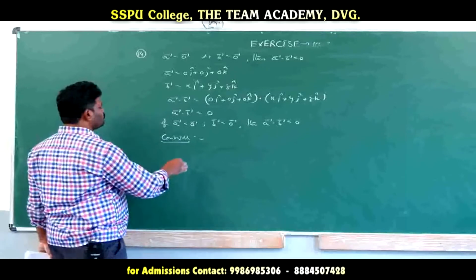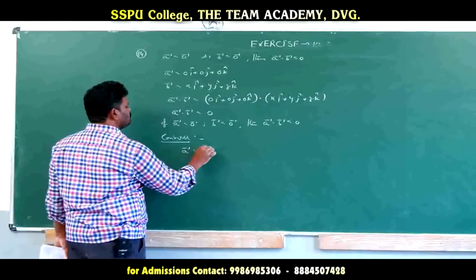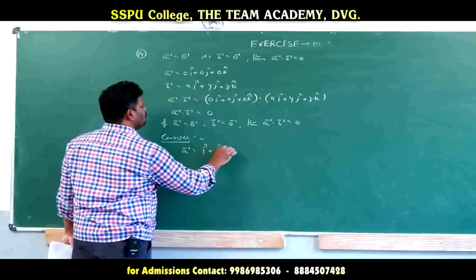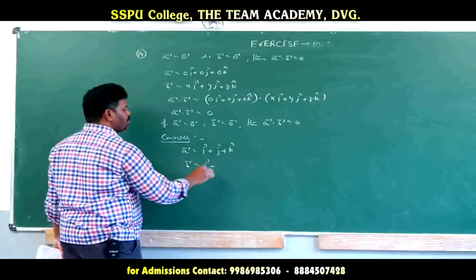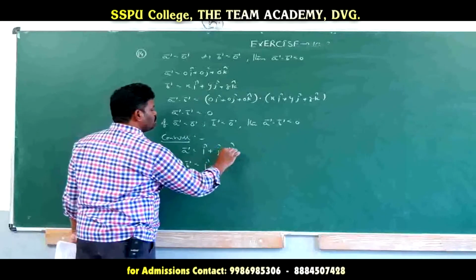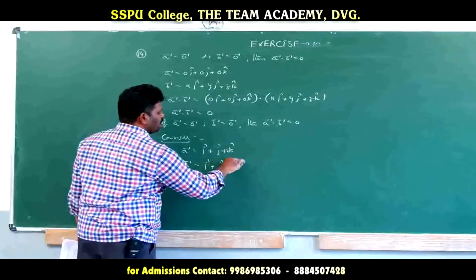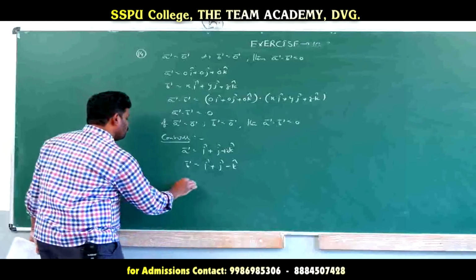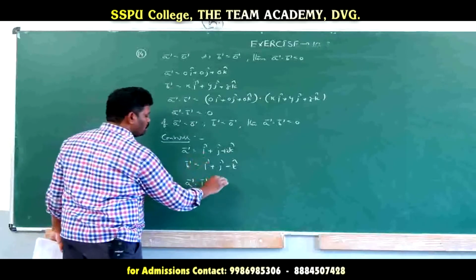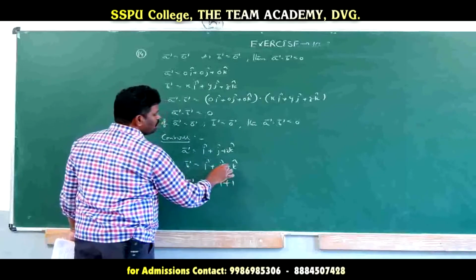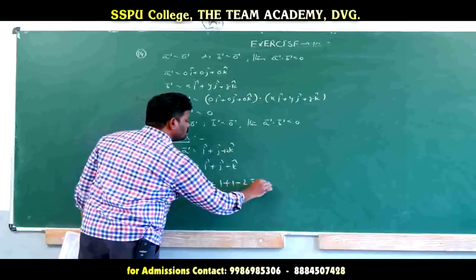So that's why we select two vectors. Suppose a bar is equal to i cap plus j cap plus k cap, and b bar is equal to i cap plus j cap minus 2k cap. Now see the dot product: a bar dot b bar is equal to 1 into 1, 1 value, 1 into 1, 1 value, minus 1 into 2, minus 2, that is equal to 0.